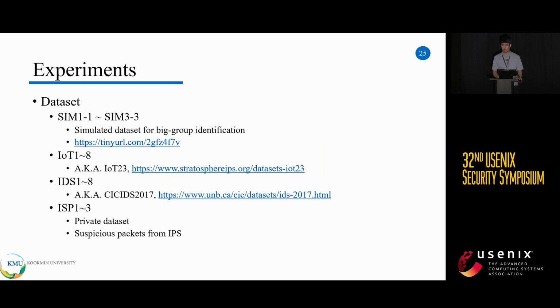We experimented with 4 different datasets: simulated, IoT, IDS, and ISP. Each dataset consists of multiple trace files. IoT23 and CIC-IDS 2017 are well-known public datasets available from the internet, while the ISP dataset was collected by a Korean ISP. We evaluated big group identification using the simulated dataset and signature group generation using the other 3 datasets.